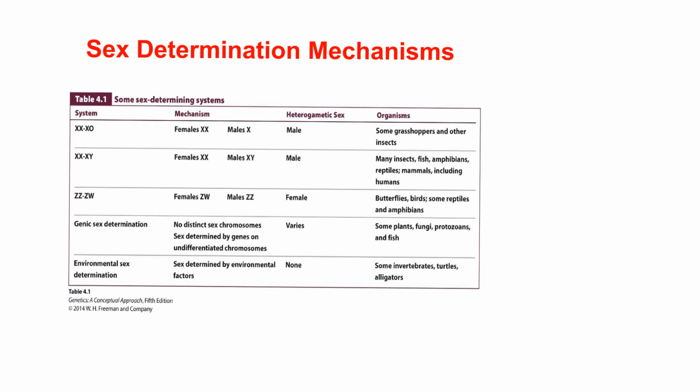So sex can be determined at several levels. It can be determined chromosomally, genetically, or environmentally. So let's first talk about the chromosomal sex determining system, which is outlined in these first three lines. So what does it mean when sex is determined chromosomally? It means that a pair of chromosomes, which we call sex chromosomes, differ between males and females.